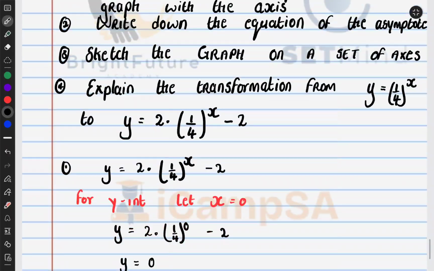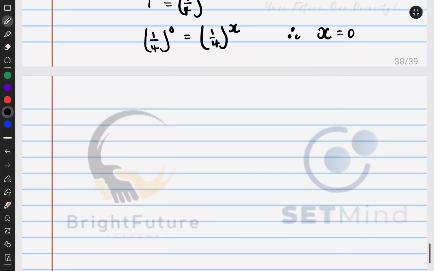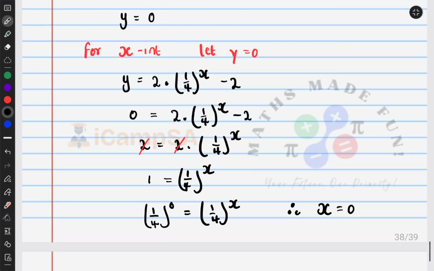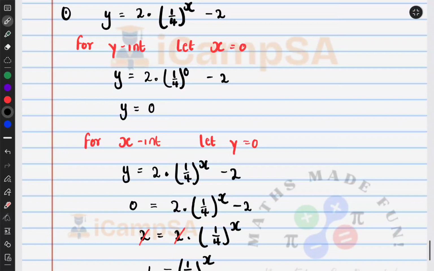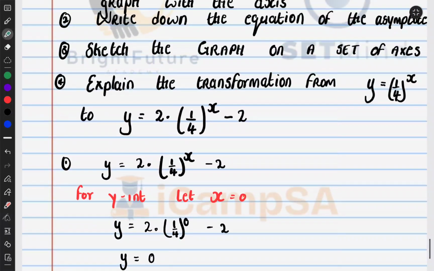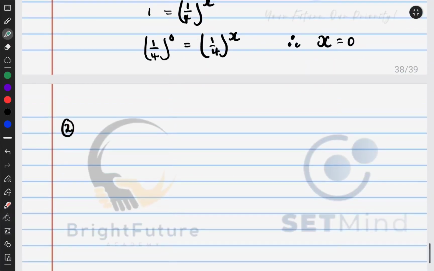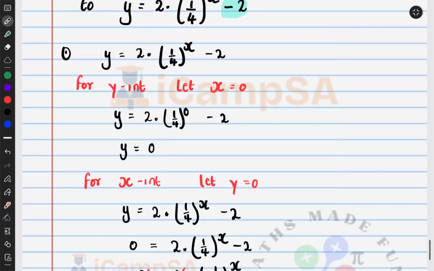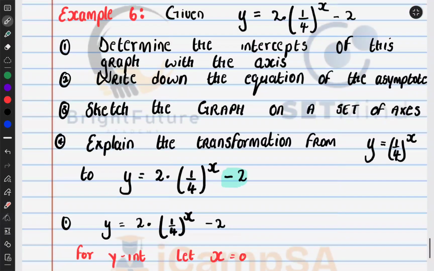Write down the equation of the asymptote. So for number 2, the equation of this asymptote, I've always told you that for the equation of the asymptote, you just read it from the equation itself. So it's y is equal to negative 2.